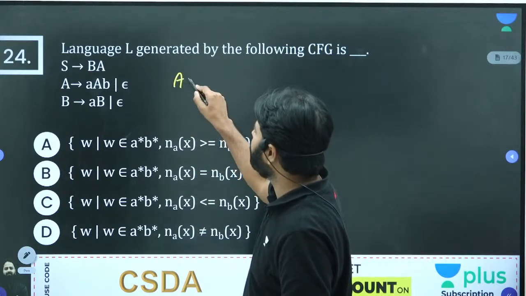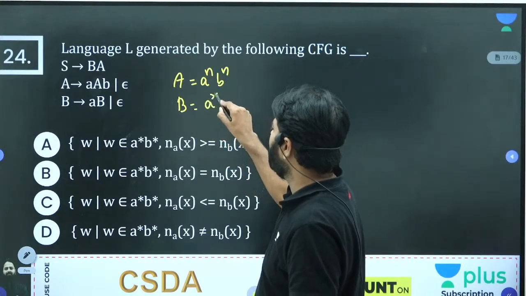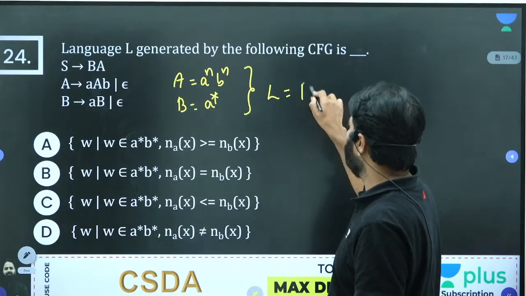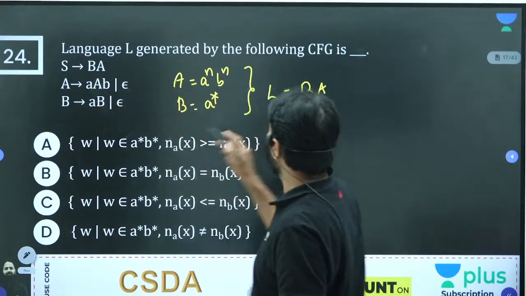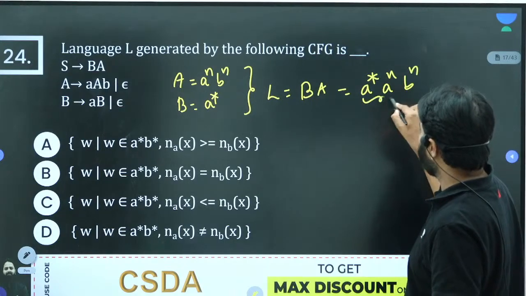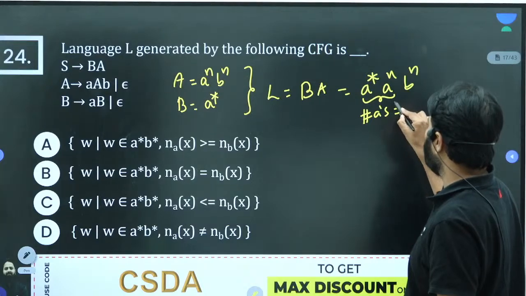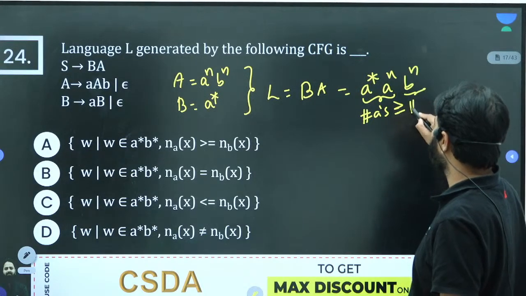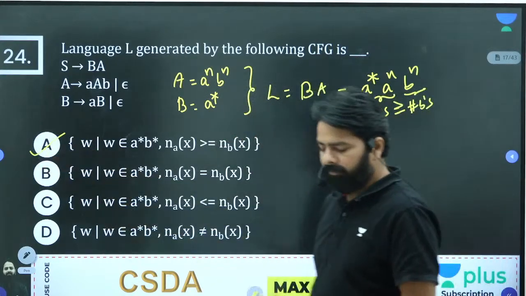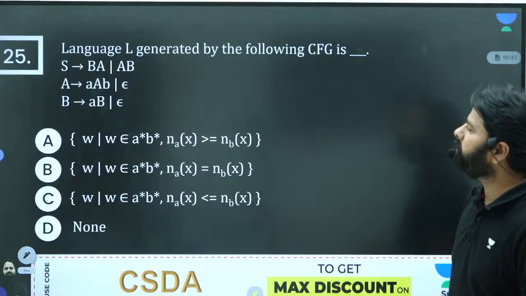A is equal to A power n, B power n, but now B is equal to A star. Now if you want your language, then you have BA, sorry, not AB, BA, that is, capital S does BA. What is B here? A star, A power n, B power n. So now when you look at this, the number of A's is definitely greater than or equal to the number of B's. Which option is that? Similar, right? For practicing, we should do such questions.